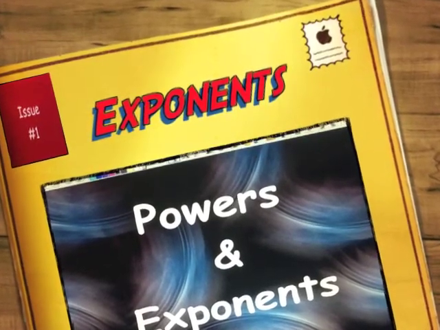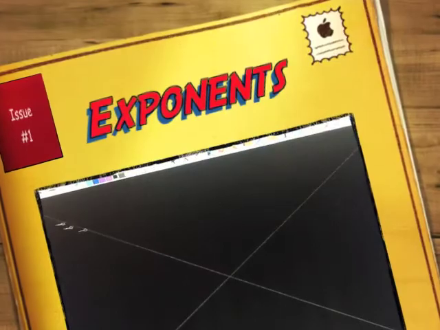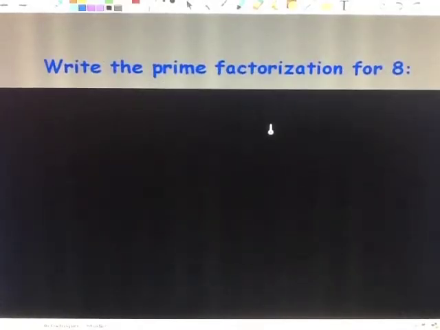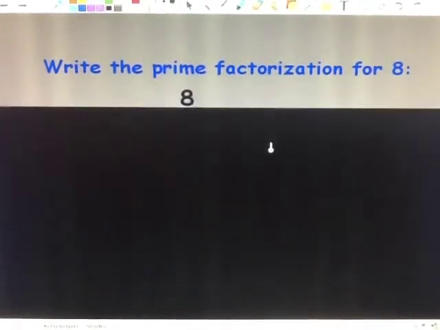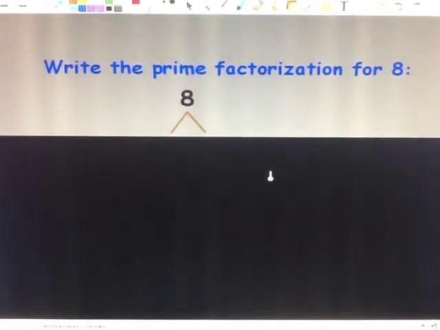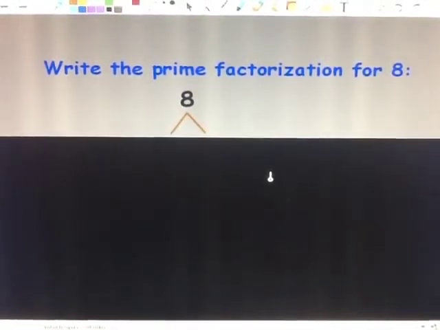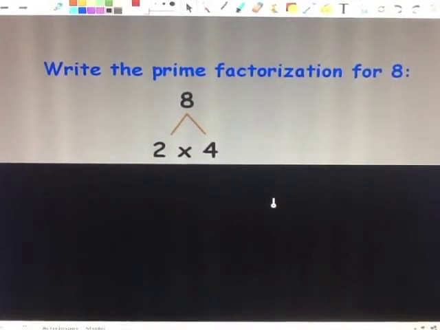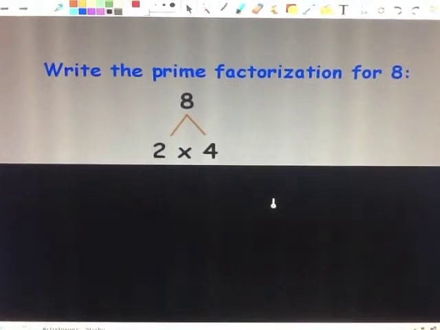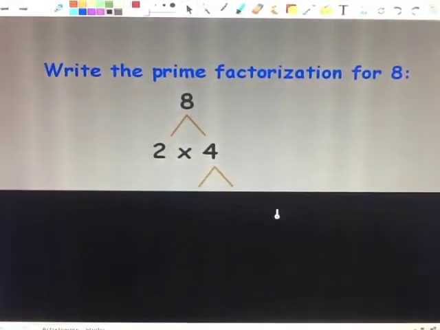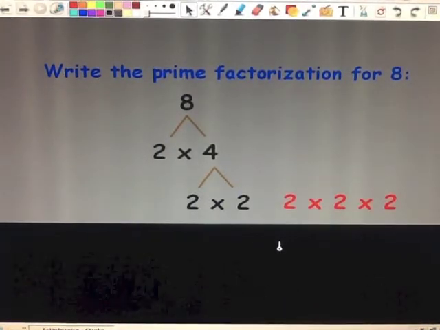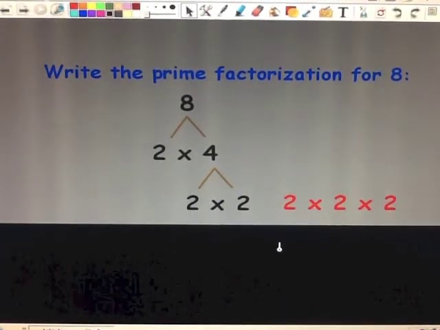Tonight we're going to talk about powers and exponents. Okay, we have learned how to write the prime factorization for 8. To do that, we use our factor tree. We start with 8. 2 factors of 8, 2 times 4. 2 is prime, however, 4 is not, so we continue factoring the 4 until we get all primes. And our prime factorization of 8 is 2 times 2 times 2.